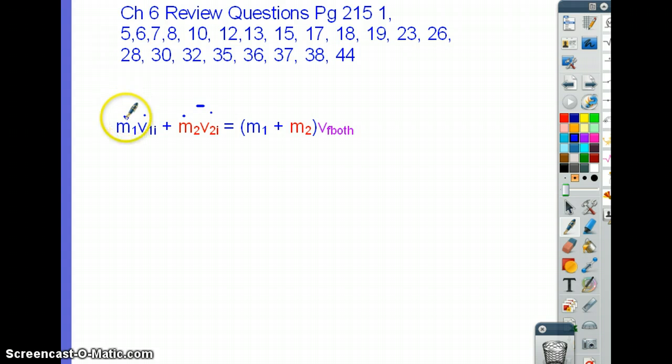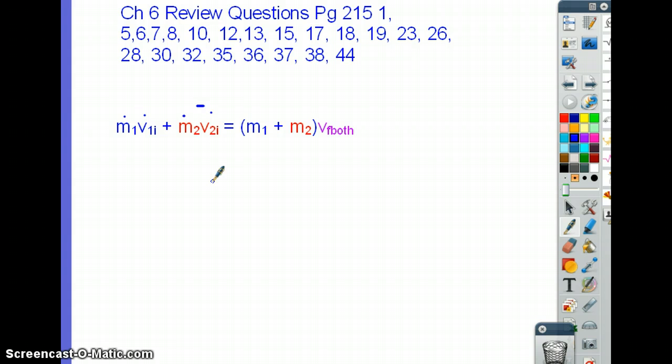So you'll take that. Let's see, 5 and 4 is 20, and 3 and 4 is 12. 20 minus 12 would lead you to have 8 on this side. 8 equals 4 kilograms plus 3 kilograms, which is 7 times v final. So 8 equals 7 times v final. Divide 8 by 7, and your answer is 8/7, whatever that comes out to in the calculator. It's going to be the answer for that one. That's 28.